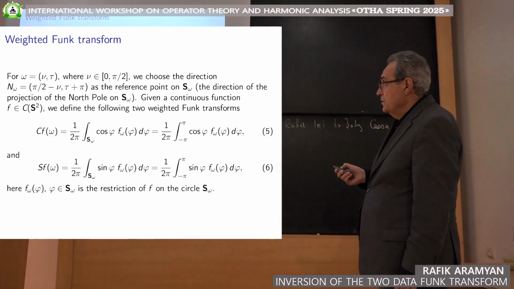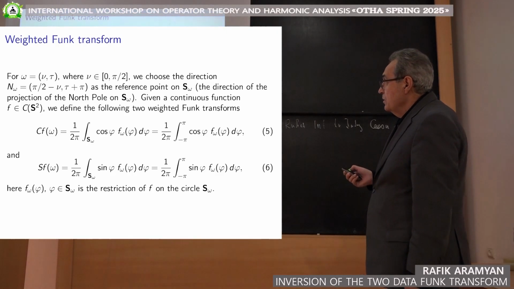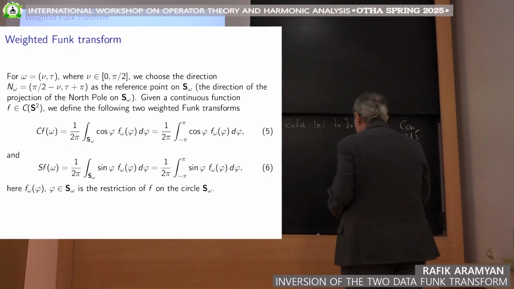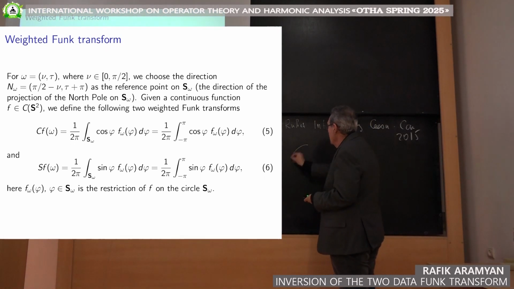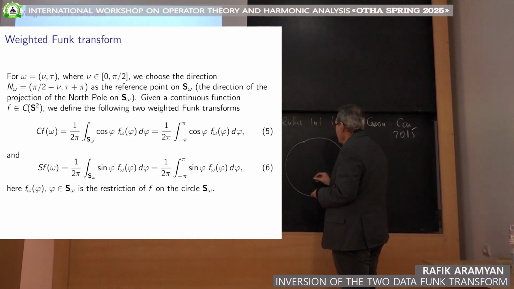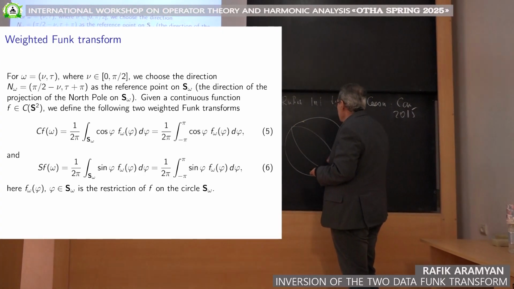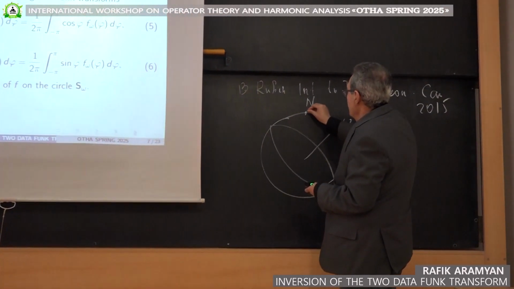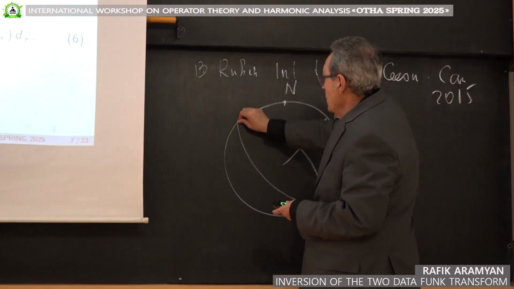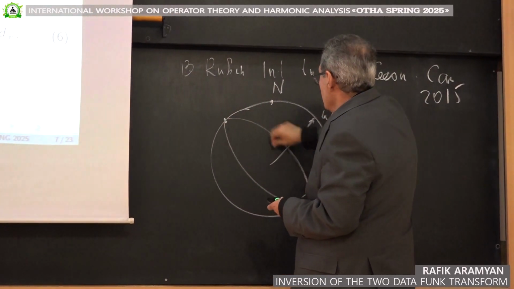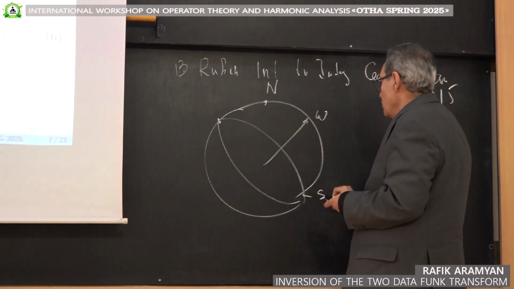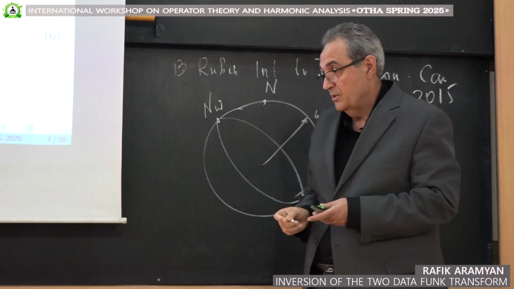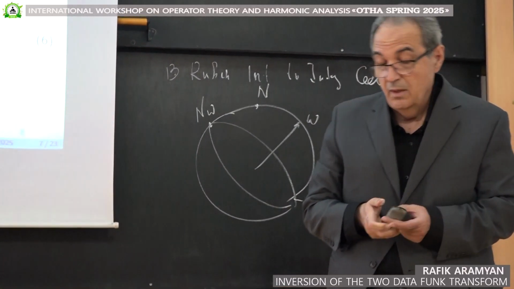I consider the following weighted Planck transform. I need to choose a reference point on each circle. Let me show. We have a sphere, and this is the gray circle, for example, with pole at omega. This is the north pole. I choose the projection of the north pole onto the circle S omega, and this point I choose as the reference direction, and denote it by n omega.